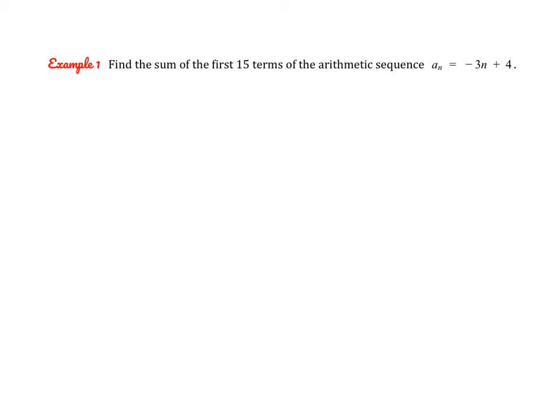All right, let's have a look at example 1 together. This says find the sum of the first 15 terms of the arithmetic sequence a sub n equals -3 times n plus 4. Again, here's the formula we're going to be using. The sum of the first n terms is n over 2 times a sub 1 plus a sub n. We're finding the sum of the first 15 terms, so that means that n is 15. But we still need to find a sub 1 and a sub n. We can do that using our rule over here.